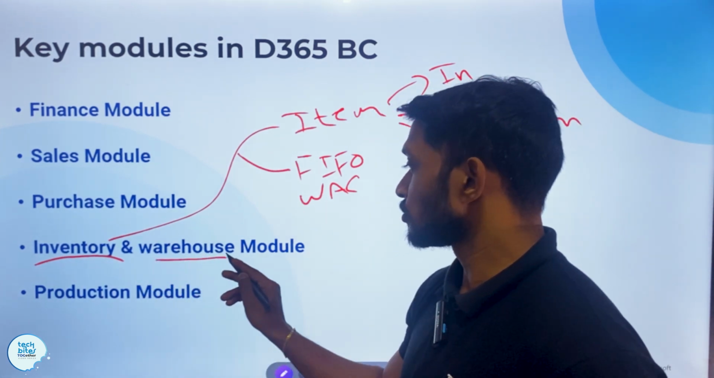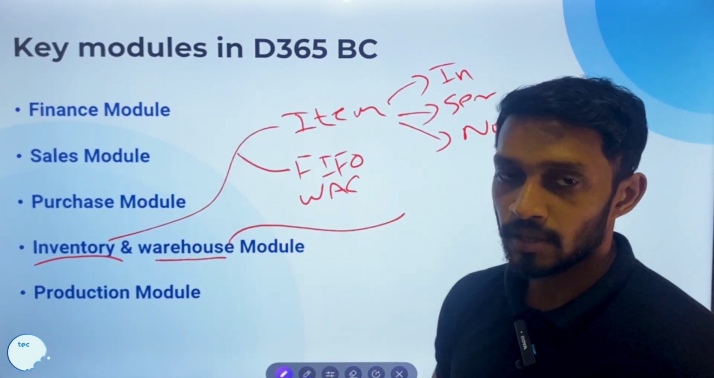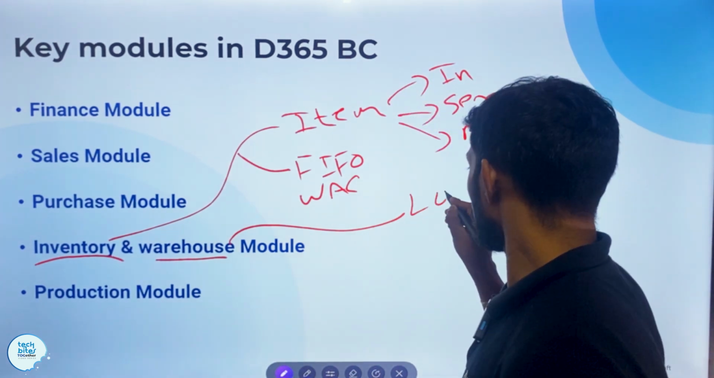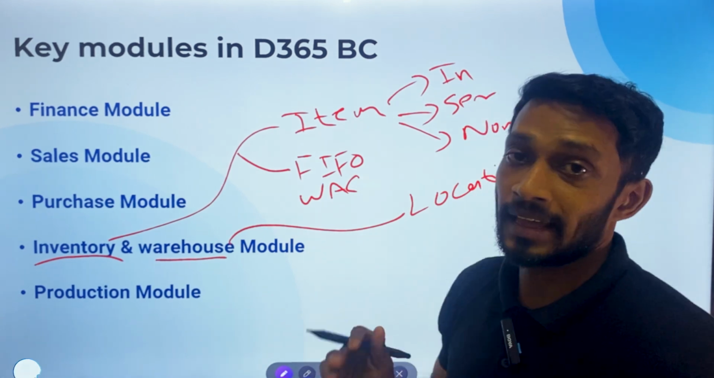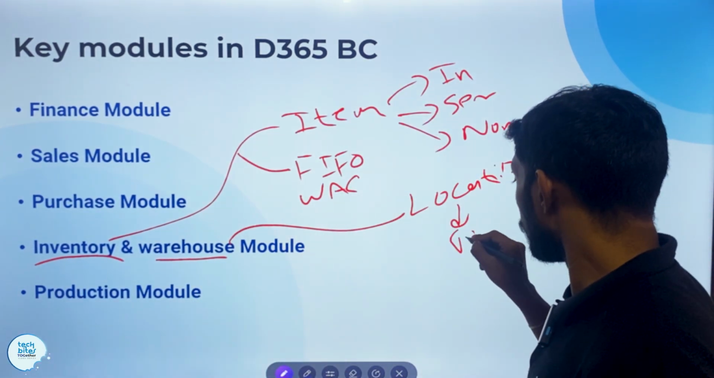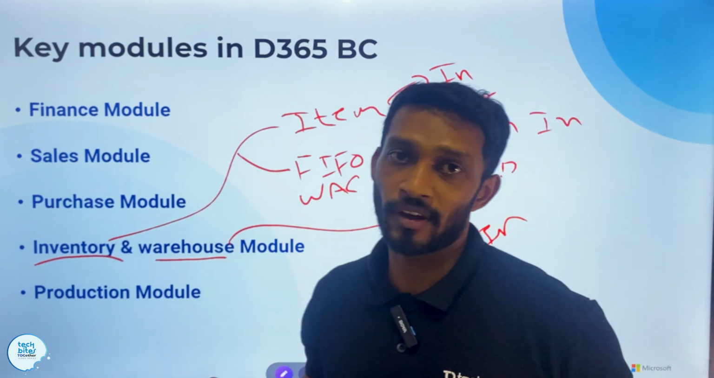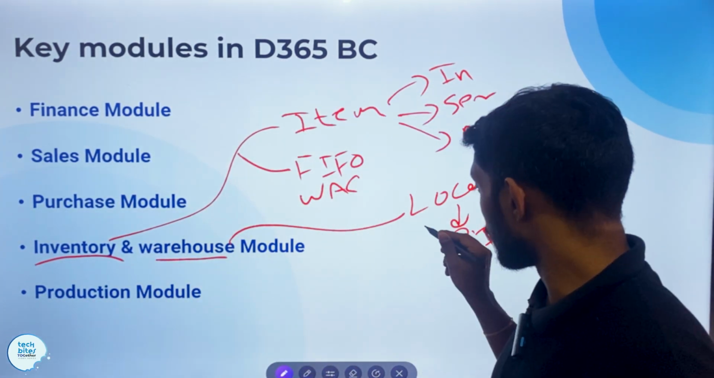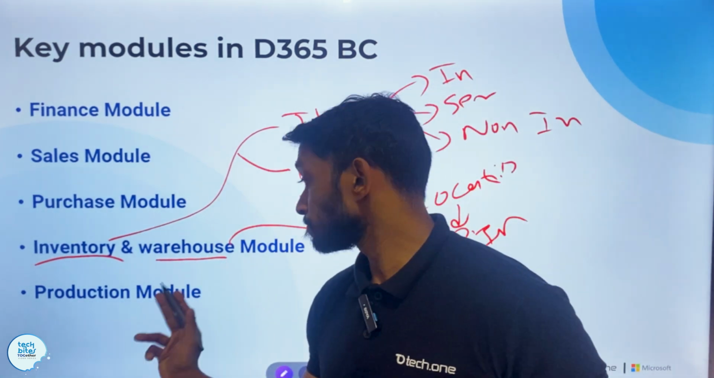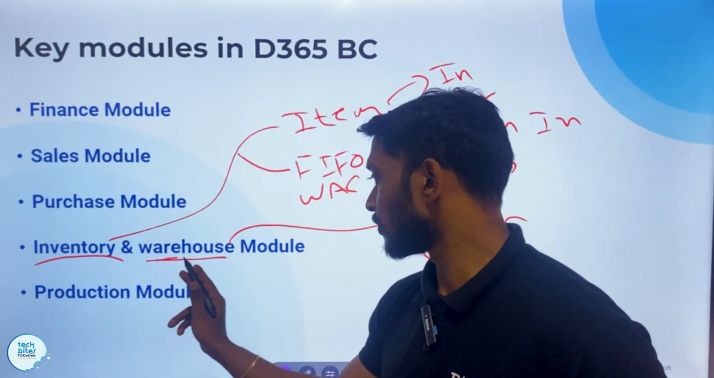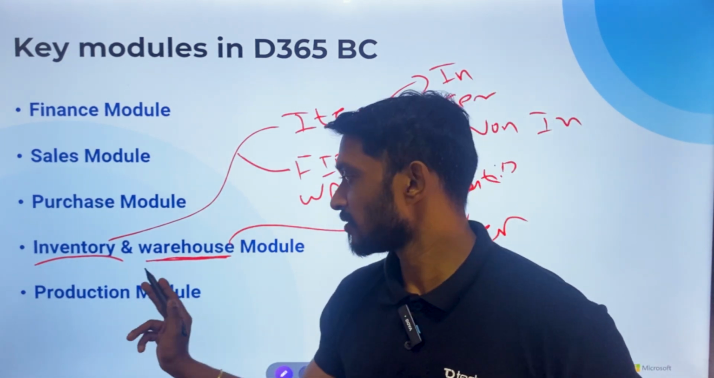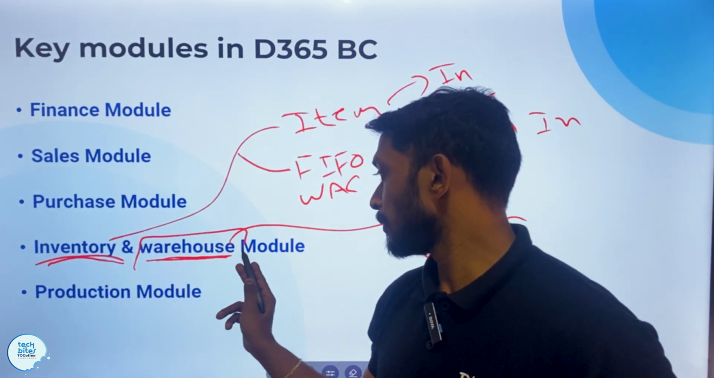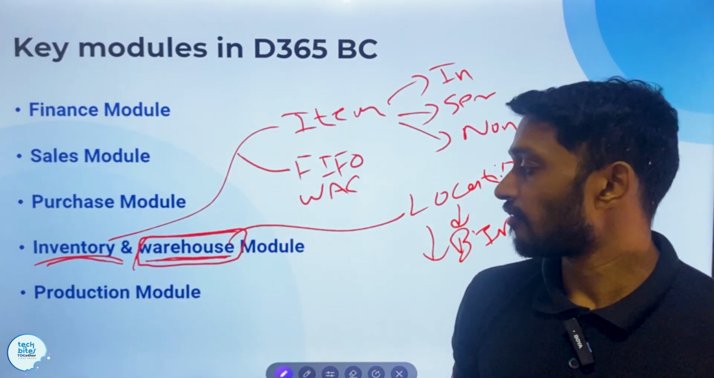Then the warehouse module. You can maintain simple warehouses like locations, or you can go down to bin level. If you have a location, under that location you have racks, and under the racks you have bins. You can go down to that level of detail when you are using the warehouse module. We call it the advanced warehouse module. Actually, most companies use the inventory module. Other than that, if you want to go to a deep warehouse level, you can use the warehouse module.